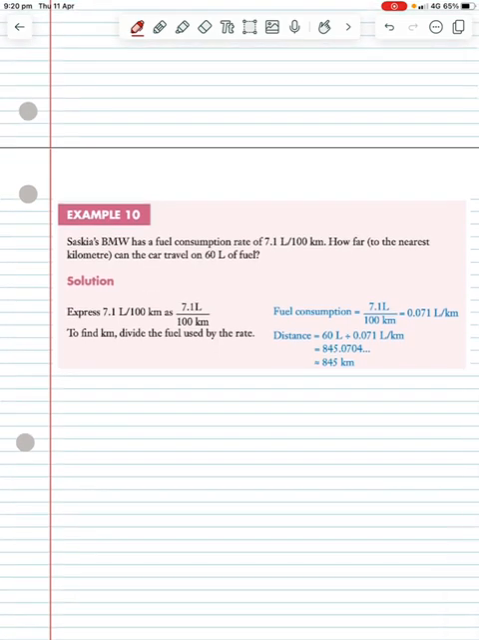Saskia's BMW has a fuel consumption rate of 7.1 litres per 100 kilometres. How far to the nearest kilometre can the car travel on 60 litres of fuel? So we are going to start off by doing fuel consumption, and that is going to equal our 7.1 litres over 100 kilometres. I'm going to divide 7.1 by 100 to get 0.071 litres per kilometre.